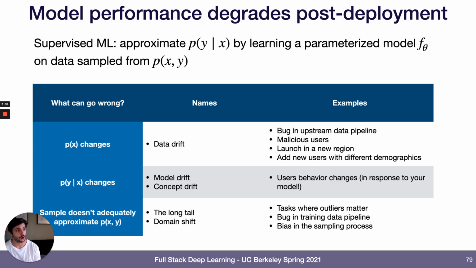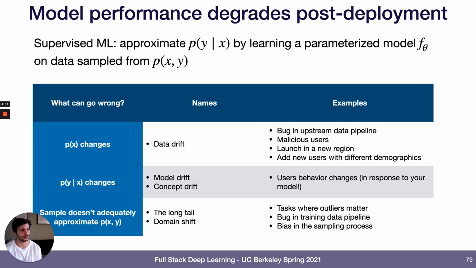Another thing that can go wrong is that P of y given x can change. You'll see this referred to as model drift or concept drift in the literature. One concrete example of this is that maybe your users' behavior changes, potentially even in response to your model. For example, if you're building a recommender system and you make some recommendations to your users, their preferences are going to change after that because they might actually click on one of those recommendations and watch that movie. And then that might change the types of movies that they want to see in the future.